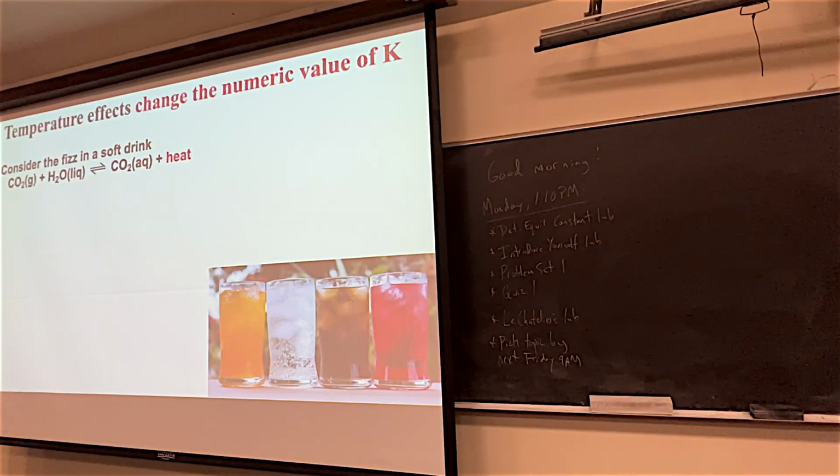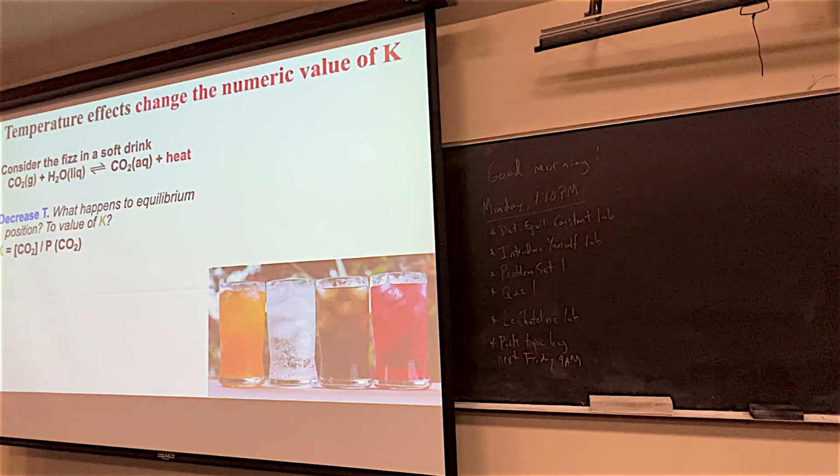Let's use this example with our soft drinks to see how temperature can affect the value of K. So let's say we have this equilibrium going and we decrease the temperature. Now, decreasing temperature and also increasing temperature affects the heat. So here's a quick review. Exothermic reactions have heat as a product, and endothermic reactions have heat as a reactant.